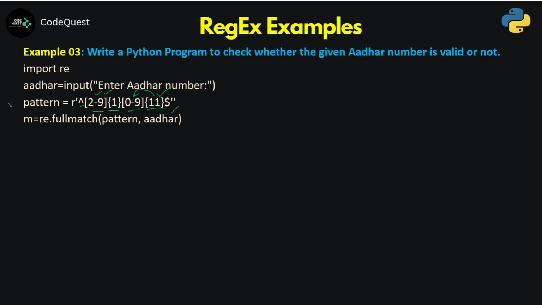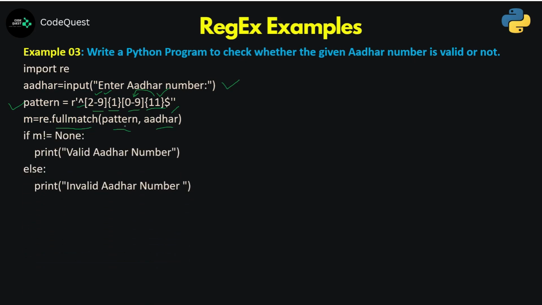So now once the pattern is defined, we are calling fullmatch on this pattern and the Aadhaar number that we have read here. As we understand, fullmatch may return None if the pattern does not match with the given number. And if it is matching, of course, it is going to return the match object. So now if a match object is returned, then this condition will be true. Hence we get a message like the number is a valid Aadhaar number. In case fullmatch is going to return None, then the else part will execute, where it is printing that it is an invalid Aadhaar number.